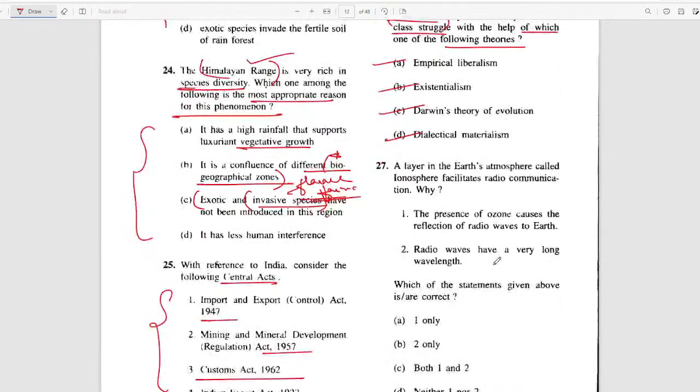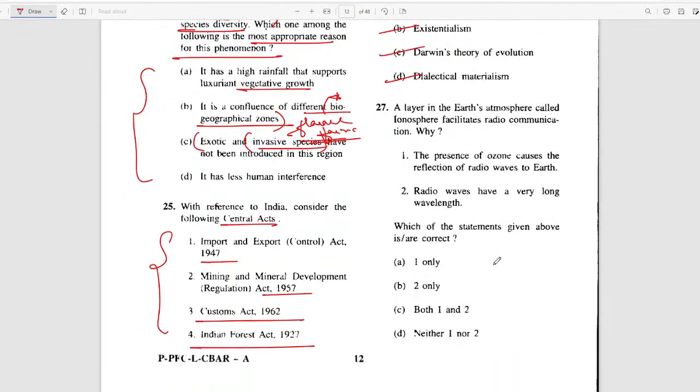See, I had earlier discussed the atmosphere and the layers of the atmosphere and their uses. So there is a question here. A layer in the Earth's atmosphere called the ionosphere facilitates radio communication. Why is it important? The ionosphere is important and all the layers of Earth's atmosphere are important. Whenever you are going through the NCERT textbooks, go through each layer and their uses and their properties.